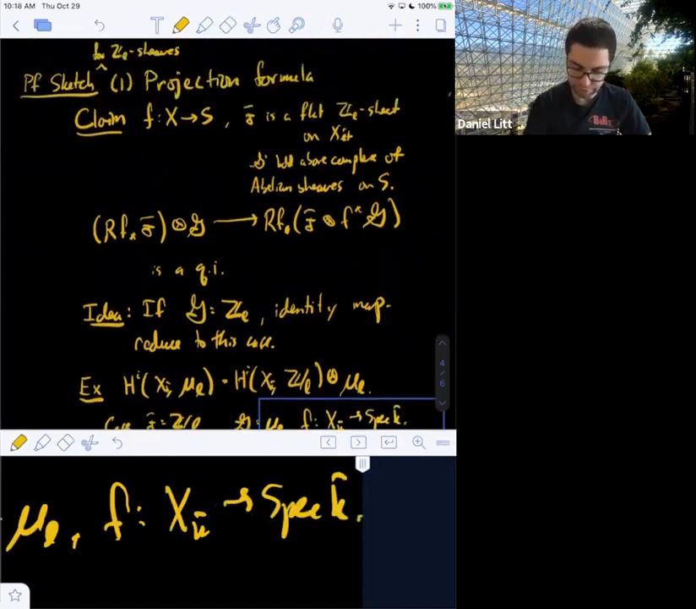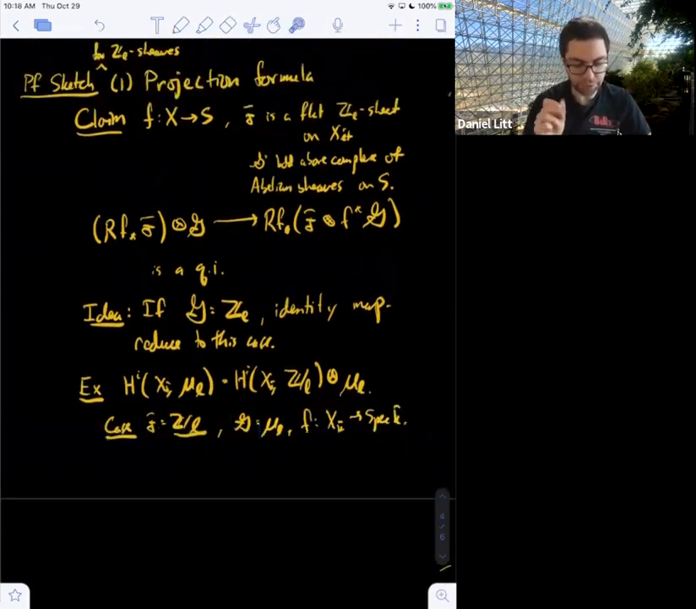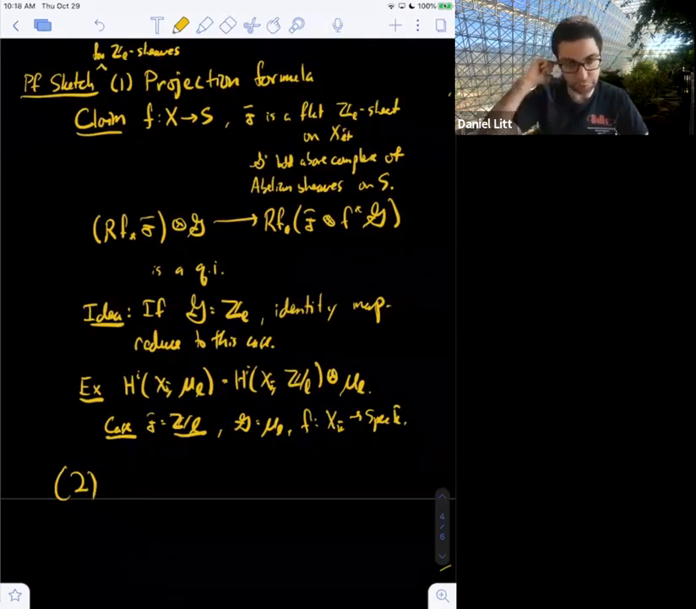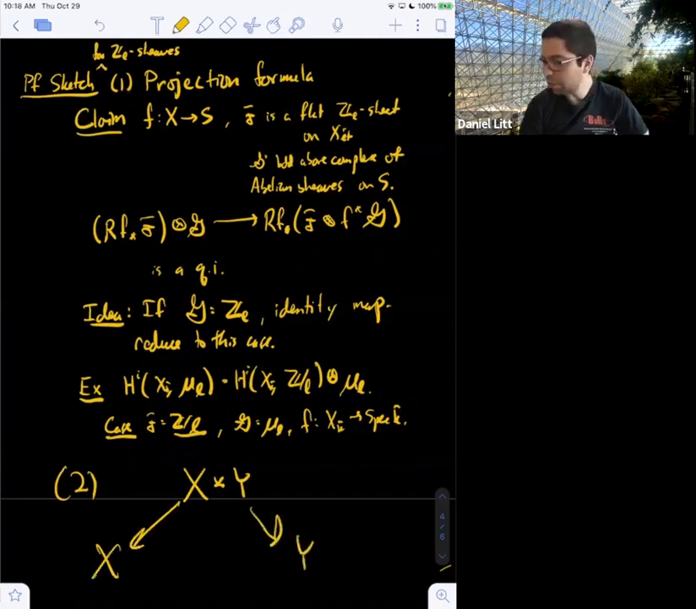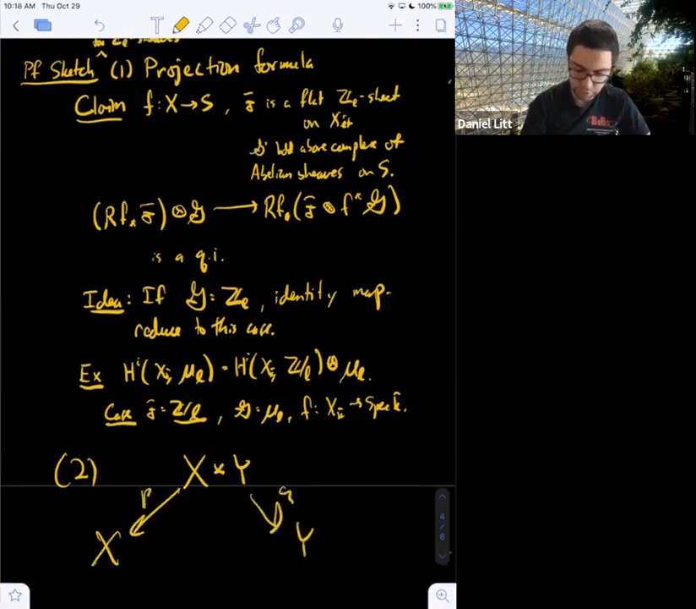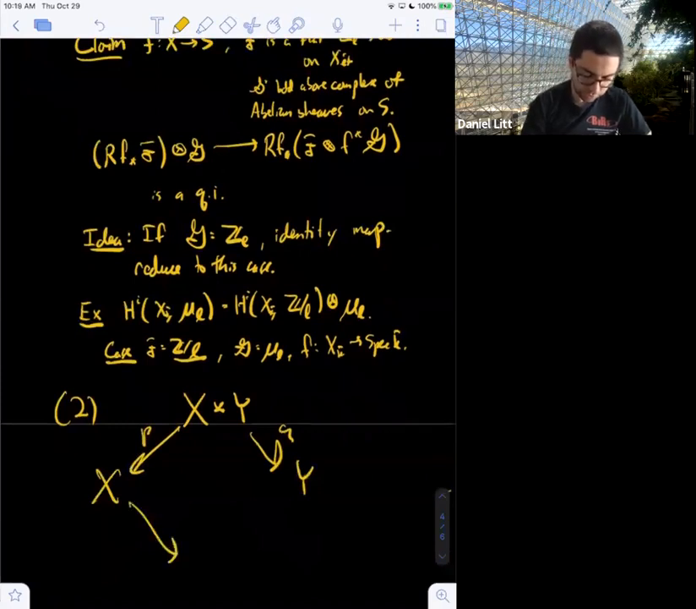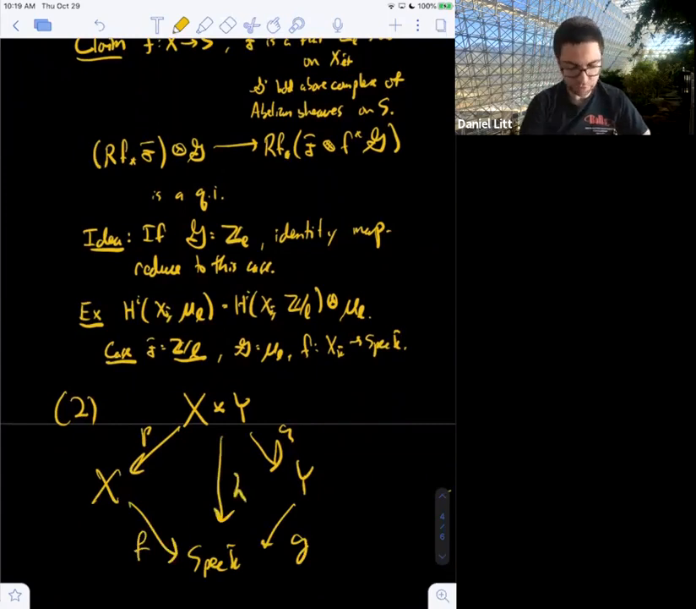Okay, so I'm not going to prove it. It's quite involved. But given that, we can do the proof. Now we're going to see where we need properness. We're going to consider the following diagram. We have X times Y. This goes to X, this goes to Y. I'm going to call these P and Q, and these both map to a point, to Spec k bar. Let's call this f, and this g, and let's call this composite map h.